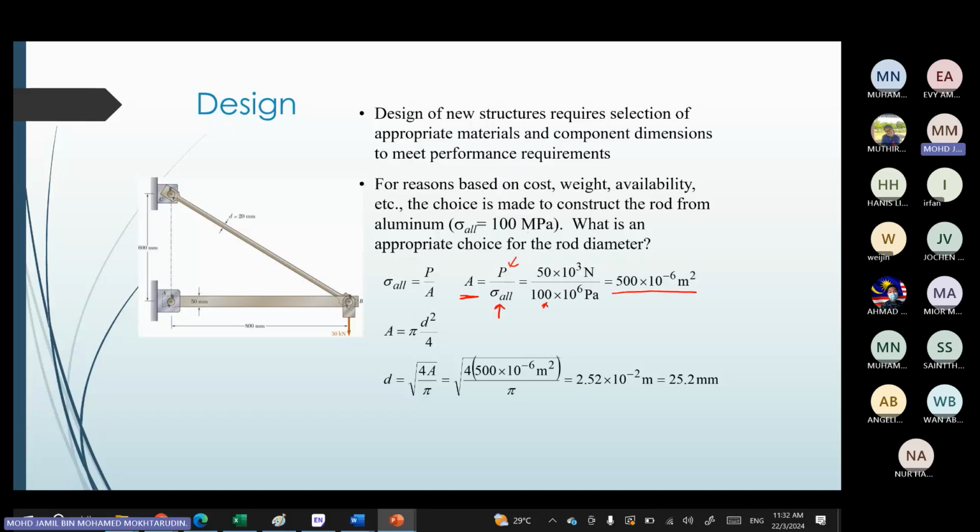The rod is a circle, so you need to use pi d squared divided by 4 to determine the diameter. Here you can calculate the diameter, and you get 25.2 millimeter. Meaning that you need a bigger diameter of the rod if you are using aluminium. So you can take a diameter bigger than 25.2. For example, you take 26. Then the rod can sustain the force given if you are using aluminium.